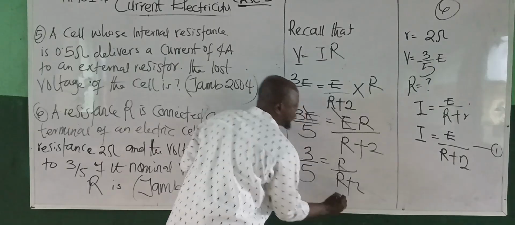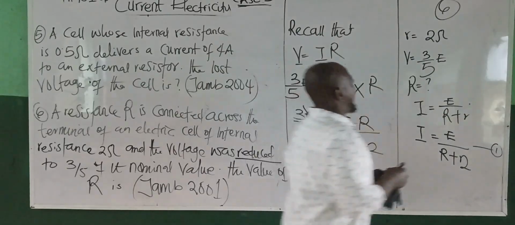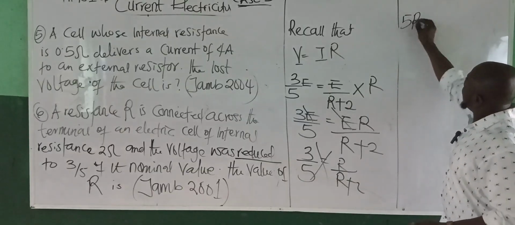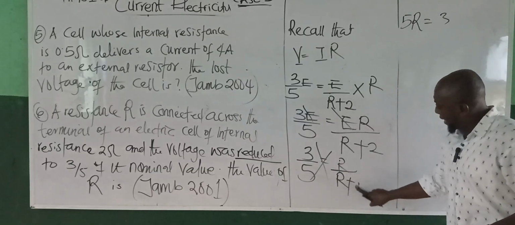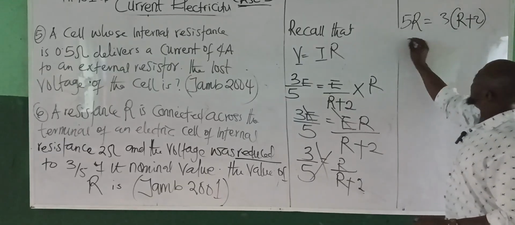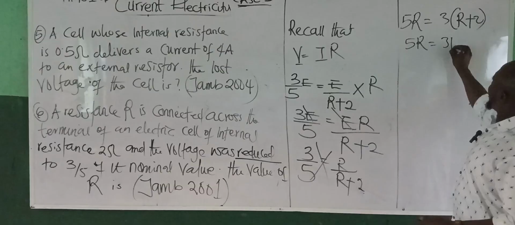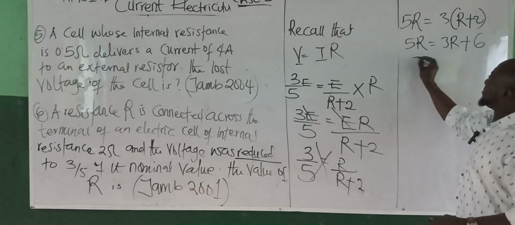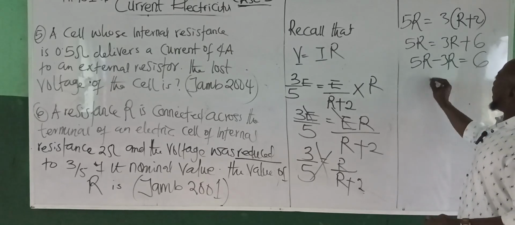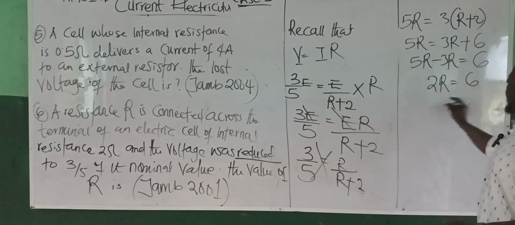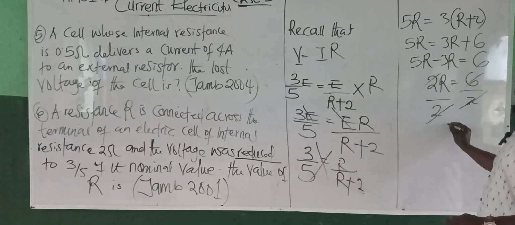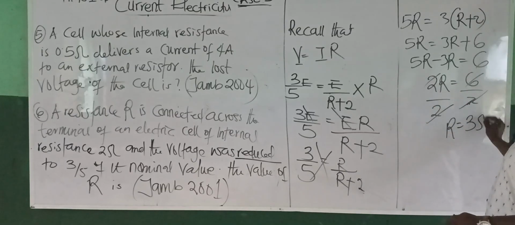Now we cross multiply here. 5R is what I'm having first, equals 3 into bracket R plus 2. So 5R equals 3R plus 6. Collect like terms: I have 5R minus 3R to give me 6. Do the math: 2R equals 6. I'm dividing both sides by 2. So R becomes 3 ohms.